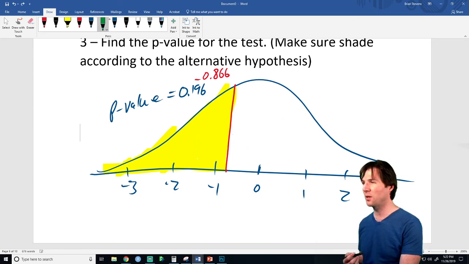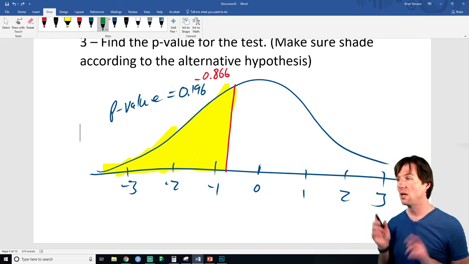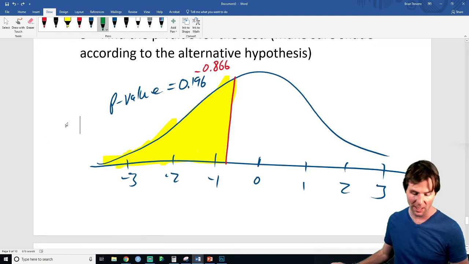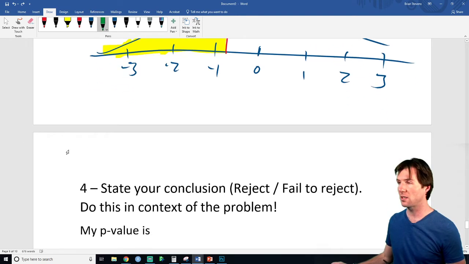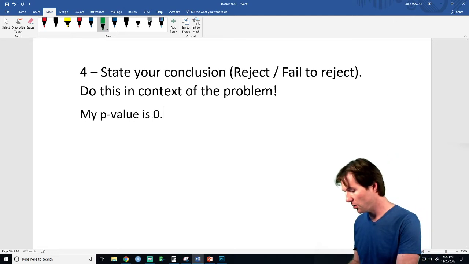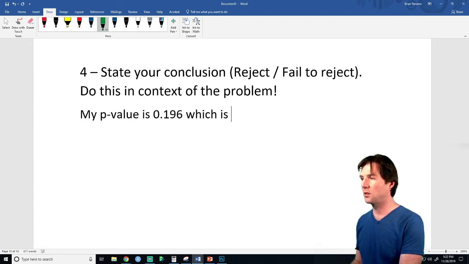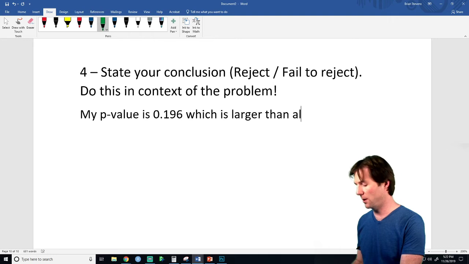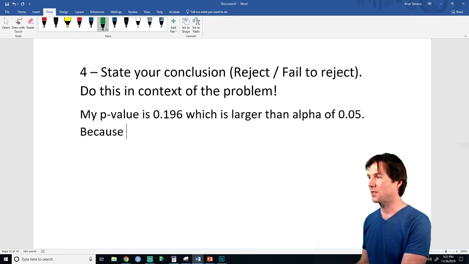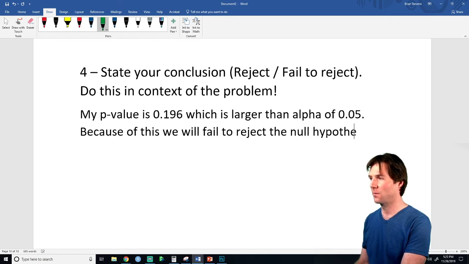We'd say it's probably a little bigger than 16, but it has to be less than 50. Lots of great practice on knowing how to reject or not to reject without using the applets. Pretty much it's easy to tell that that is a very large p-value. So my p-value is 0.196, which is larger than alpha of 0.05. That's the general alpha we assume. Because of this, we will fail to reject the null hypothesis.